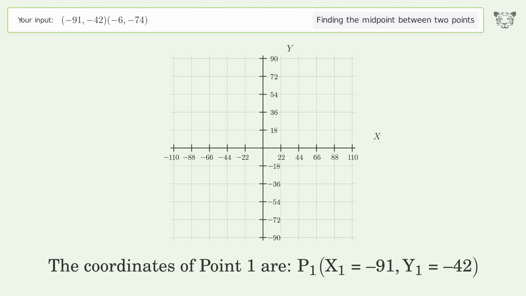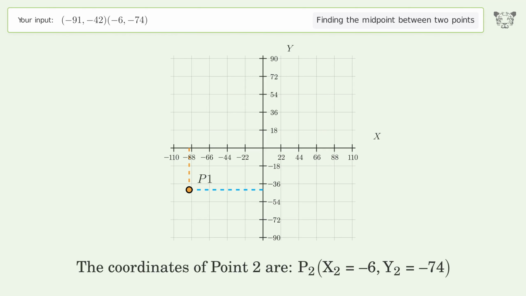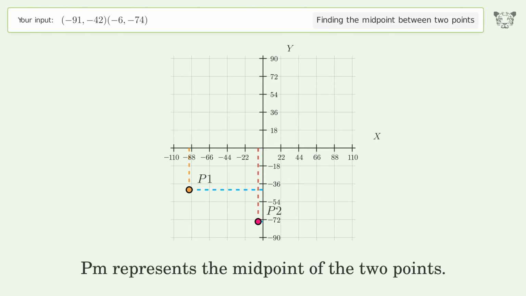The coordinates of point 1 are, x1 equals -91, y1 equals -42. The coordinates of point 2 are, x2 equals -6, y2 equals -74. PM represents the midpoint of the 2 points.